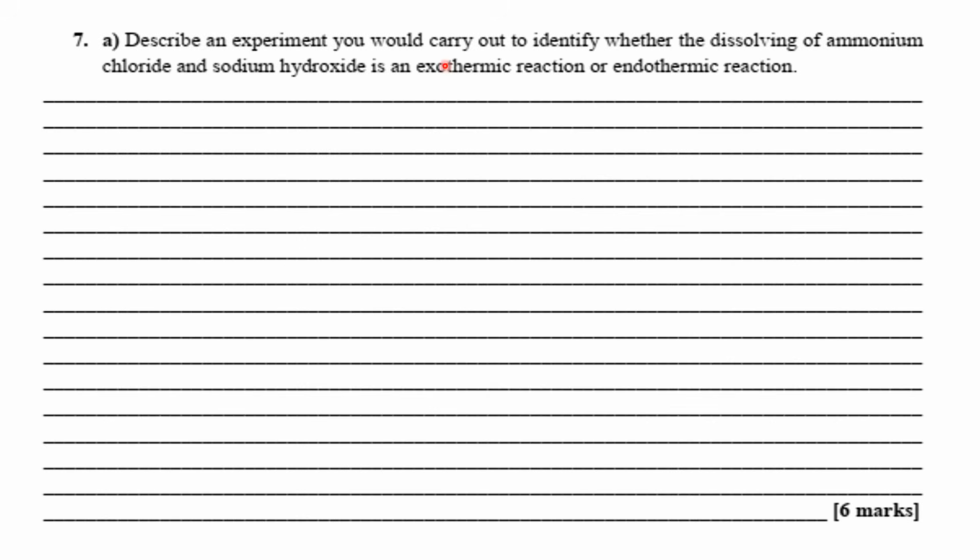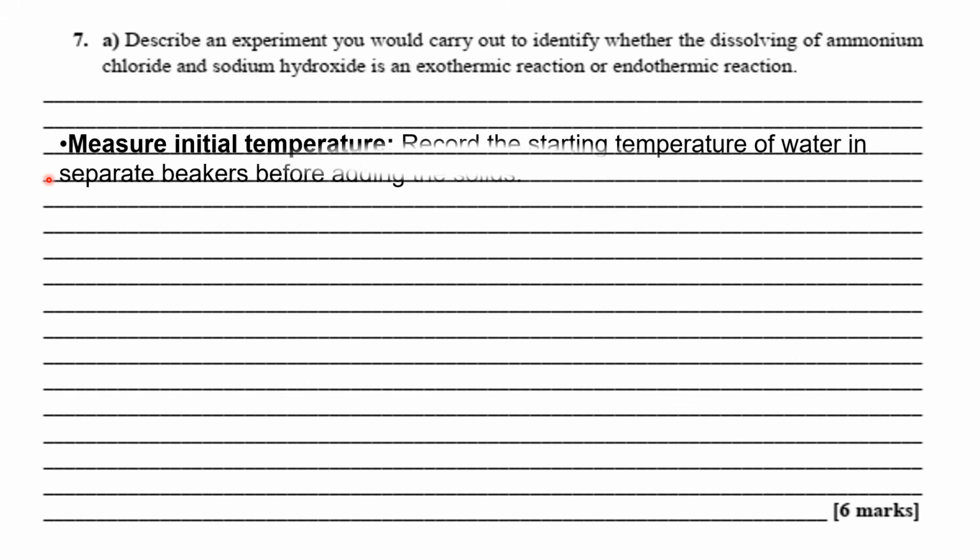An exothermic reaction is one that releases heat energy to the surroundings. The opposite, an endothermic reaction, is one that absorbs heat from the surroundings into the reaction itself. So to show this, first you measure the initial temperature: record the starting temperature of water in separate beakers before adding the solids. This is called the initial temperature.